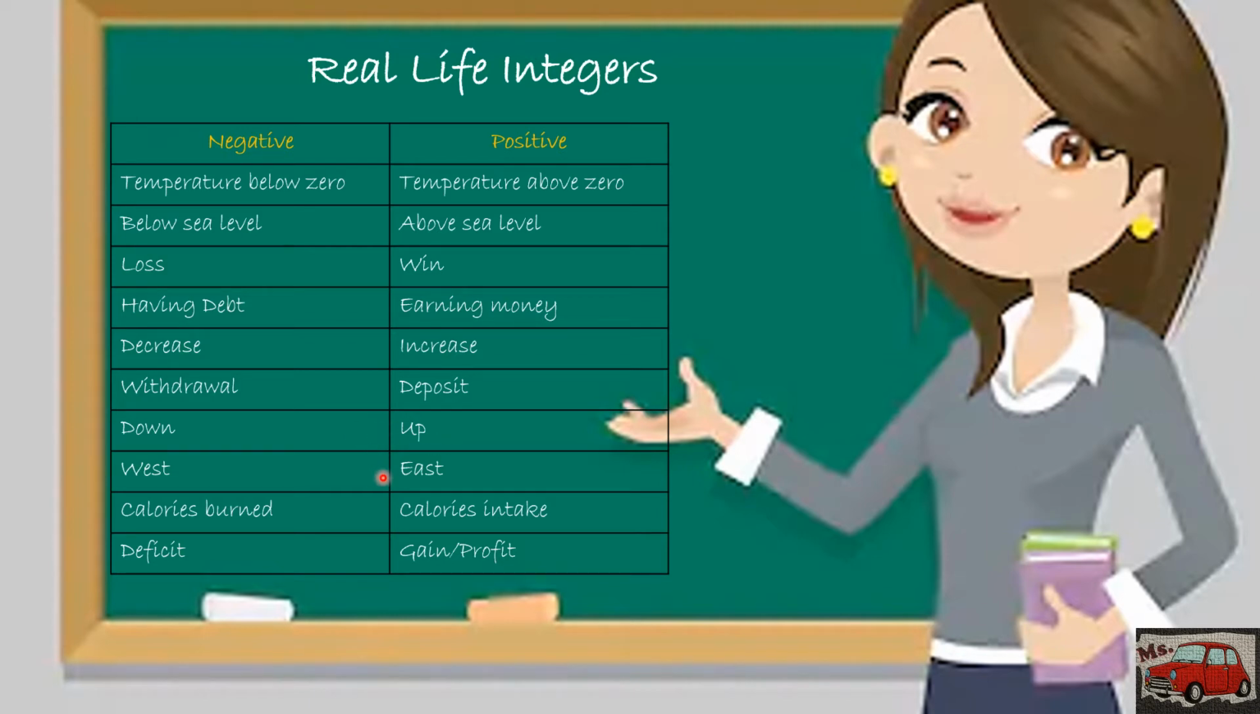So pag up, nadagdagan yung floors mo. Kapag naman west and east, remember yung number line natin, 'di ba? Yung west natin puro negative and then yung east natin puro positive. Calories burned, pag nagbawas ka ng calories mo kasi nag-exercise ka, or pag kumakain ka ng food na maraming calories, so nadadagdagan. Deficit, lugi or kulang, and then yung gain or profit is yung kita. Okay? So, yes, these are the sample scenarios where you can apply integers.